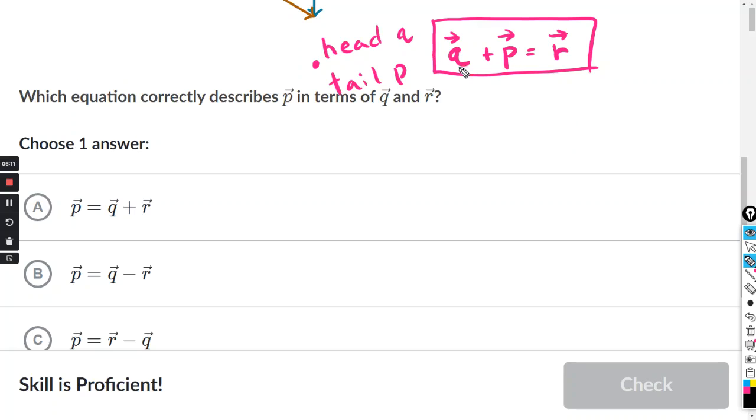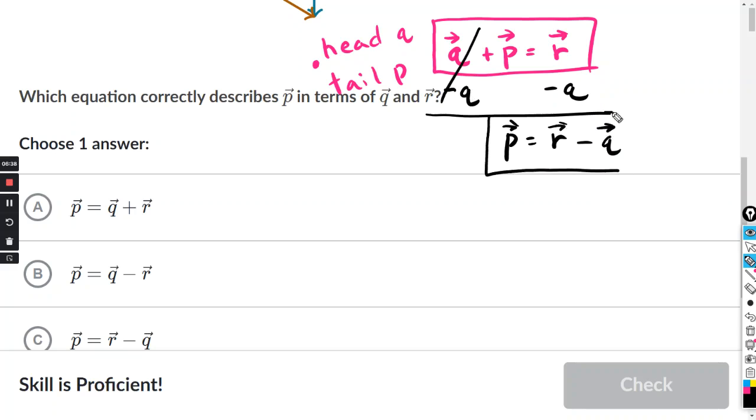in this equation, I'm going to subtract Q from both sides. Okay, it's just simple algebra. Q minus Q cancels. Bring down the P. And that's going to be R minus Q. Okay, so all I did was simple algebra right there. I subtracted Q from both sides. And this should match one of the answers. P equals R minus Q. That's that one right there. So that's it.